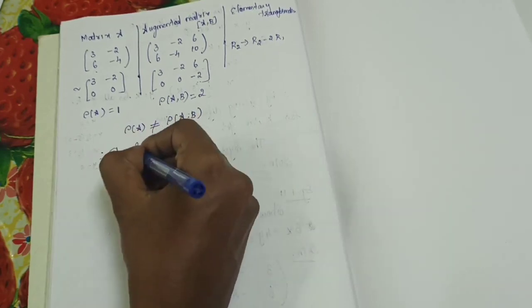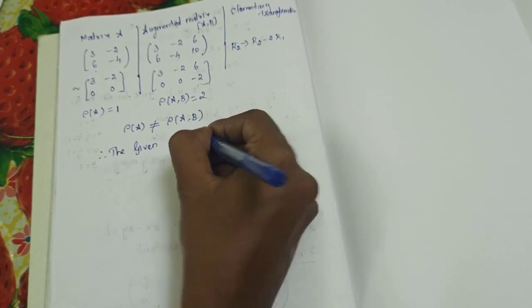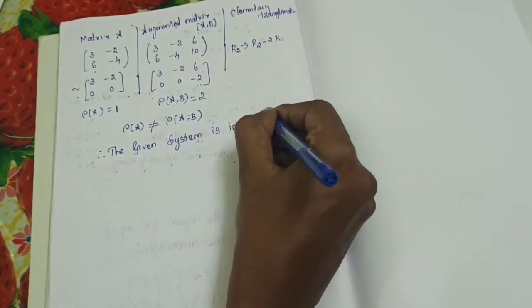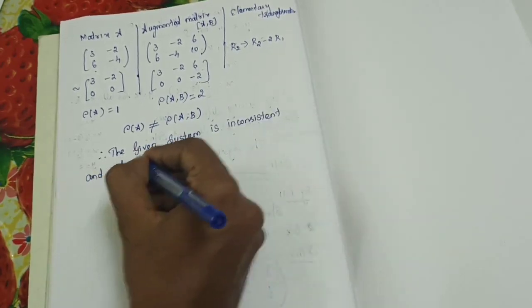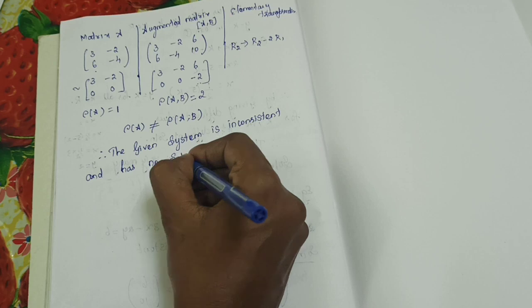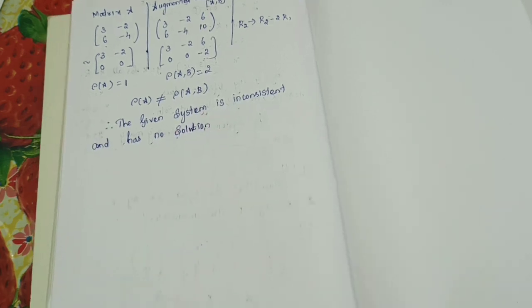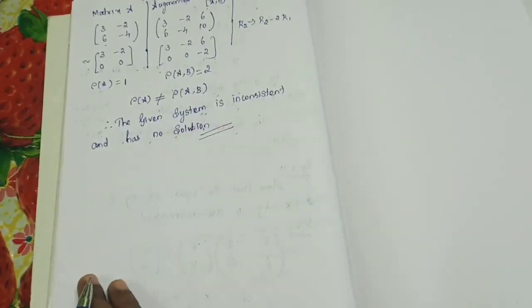So rank of A is not equal to rank of A comma B. Therefore, the given system is inconsistent and has no solution. Understand? The system is inconsistent and has no solution. That's all. Understand? Understand all of you? I hope you got it. Okay.